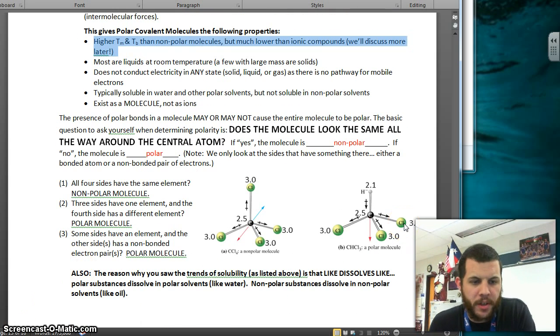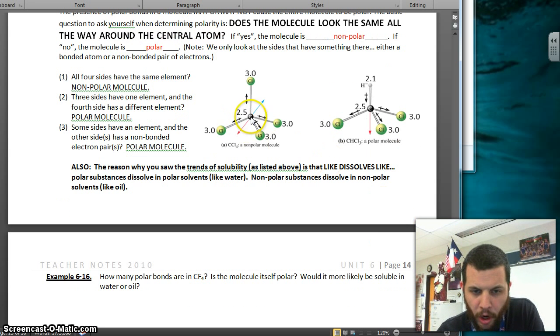Now, we also need to understand the idea of the polarity of a bond versus the polarity of a molecule. If we are referring to a bond, let's take a look at this carbon to chlorine bond. We see that there is a difference of 3.0 to 2.5 in terms of the electronegativity. Since that difference is greater than 0.2, we would say that this is a polar bond.